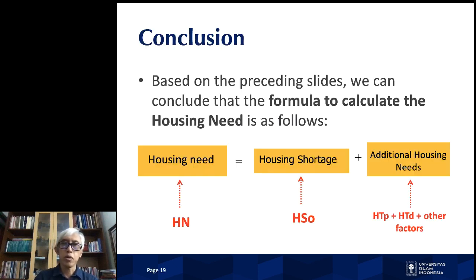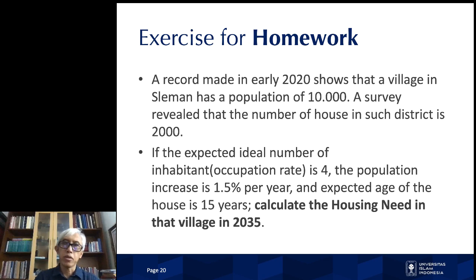Right, so to conclude, based on the previous discussion, the formula to calculate the housing needs, HN, is equal to housing shortage plus additional housing needs. Housing shortage, we know, is HHO, and additional housing needs is HTP plus HTT plus other factors. I think that's all, and this is the exercise for the homework.